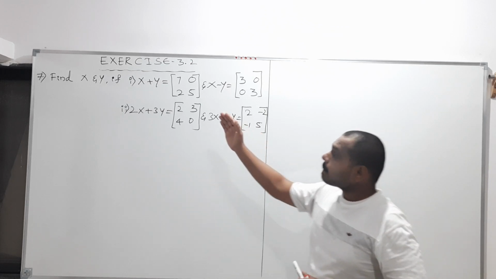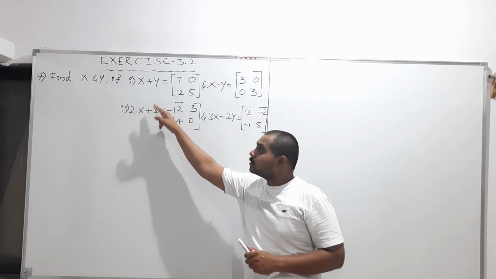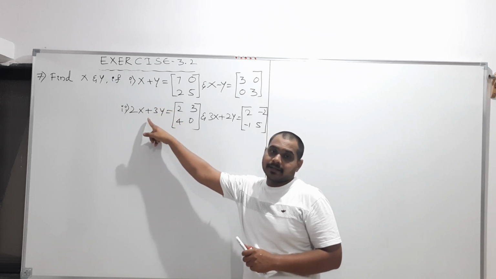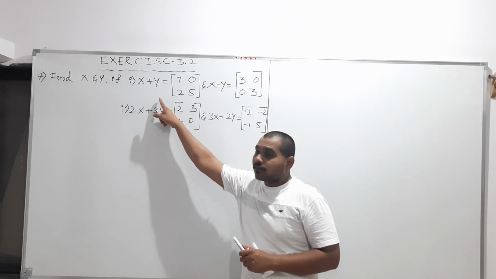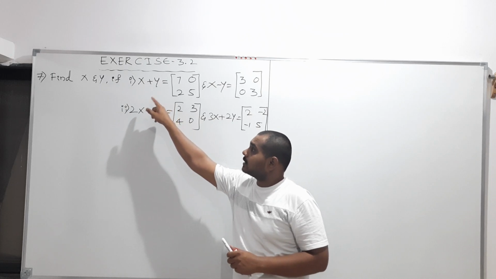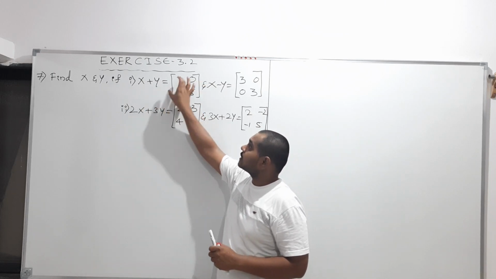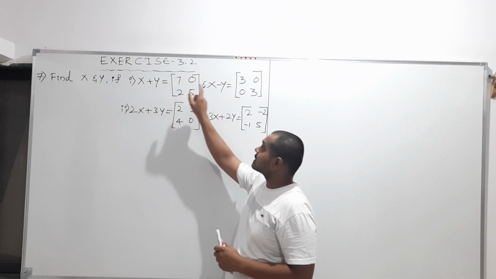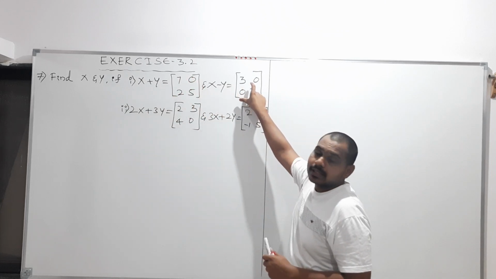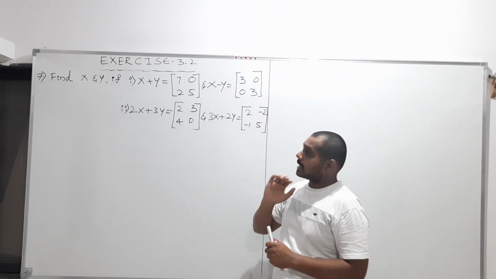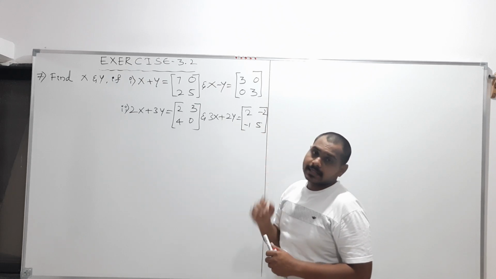The conditions given to you have two sub-questions: this is one question and this is another. So now I'll solve the first one. What is given to you? x plus y is equal to this matrix, and x minus y is equal to this matrix. Now my job is to find the x and y values.